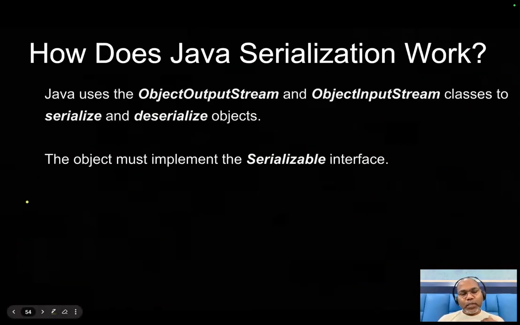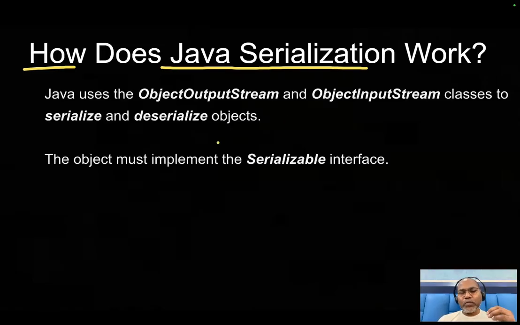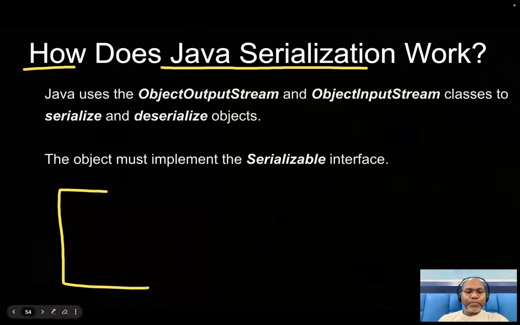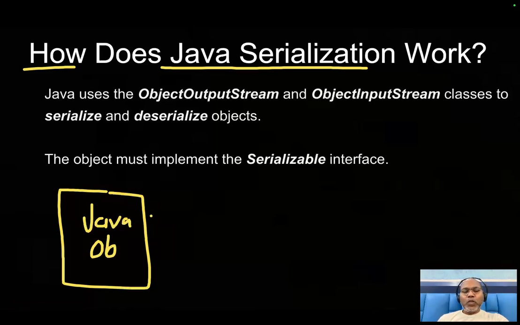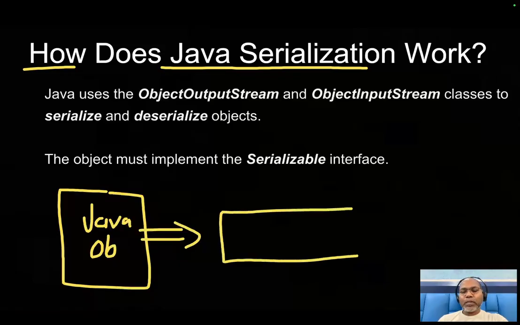So next step: how does it happen, how does Java help with object serialization? Let's think about how it works. Okay, the theoretical part is good. So whenever you have a Java object, how is this object going to become a stream of bytes, and then be converted back to the Java object?